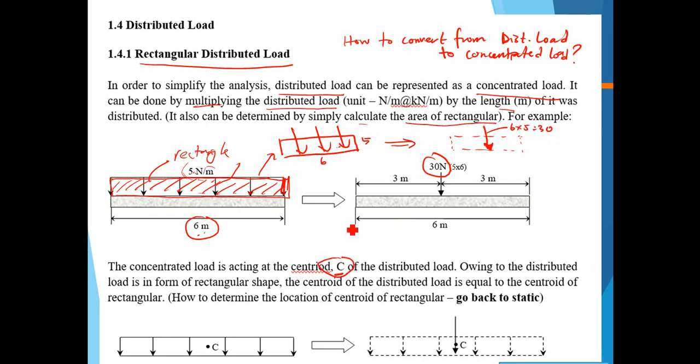For the triangle case, the centroid is the center of the triangle, and the load must act through the centroid. For the rectangle distributed load, the centroid is the center of the rectangle. When you convert from distributed to concentrated load, that concentrated load must pass through the centroid.